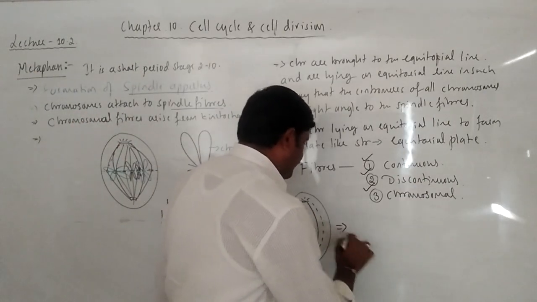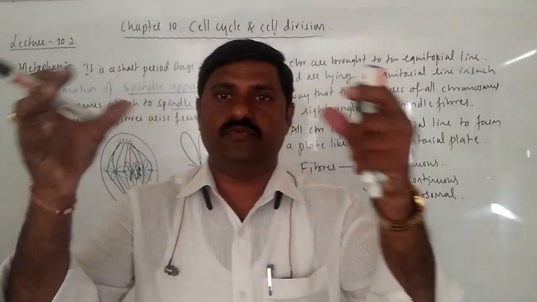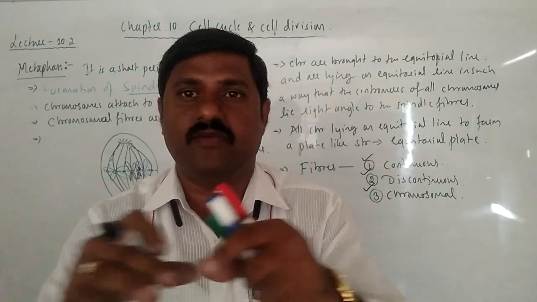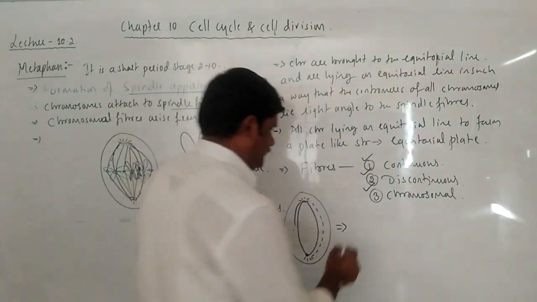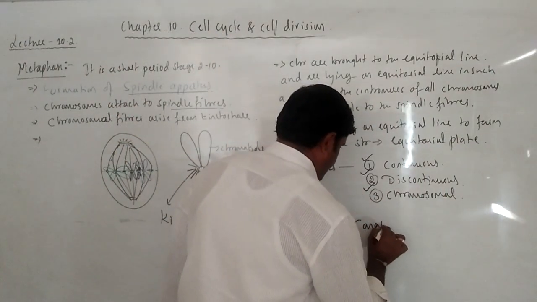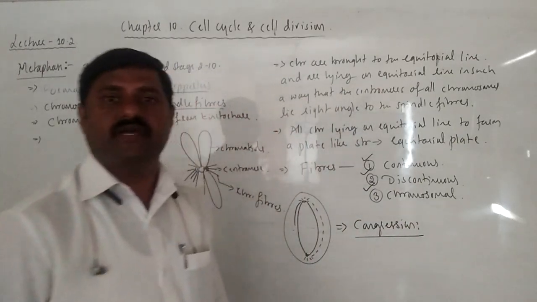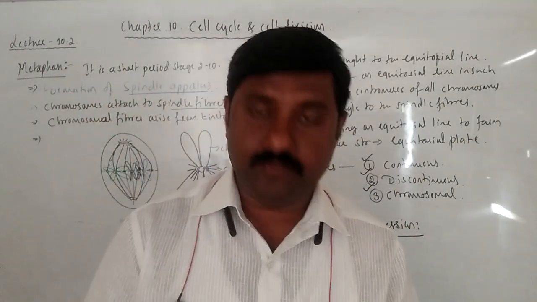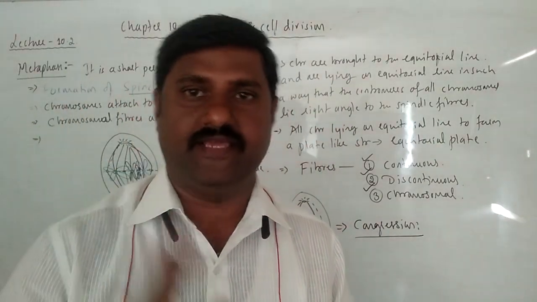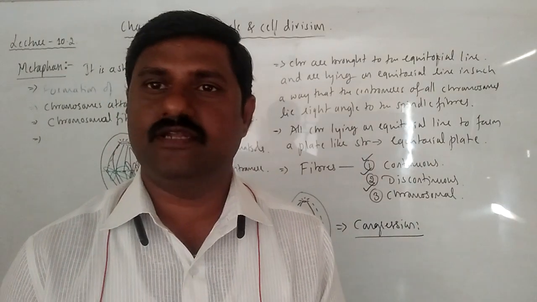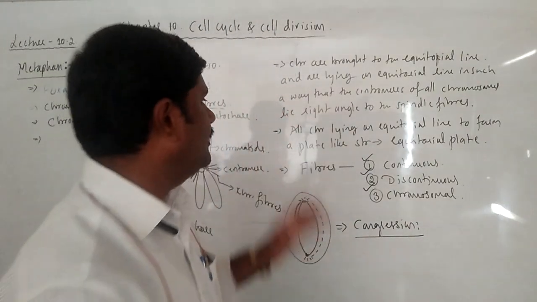And last point, a very important point: the process of bringing all the chromosomes onto the equatorial line, forming an equatorial plate, is called congregation. What do you mean by congregation? It is nothing but the bringing of all the chromosomes onto the equatorial plate. It is done by the spindle fibers.